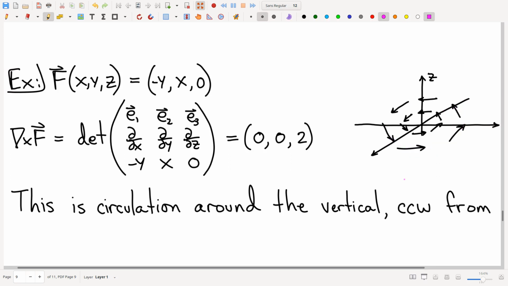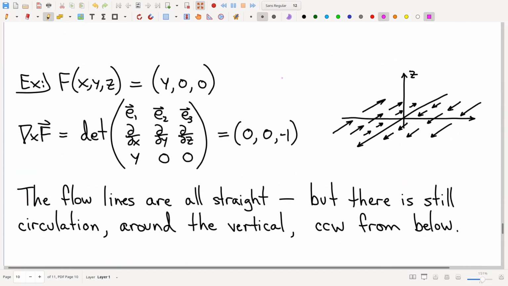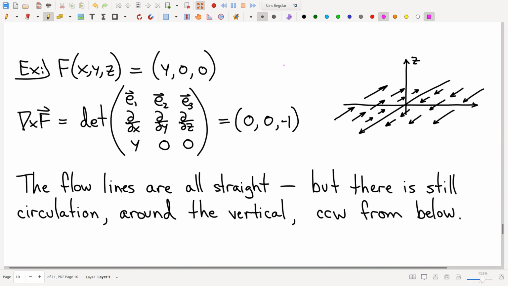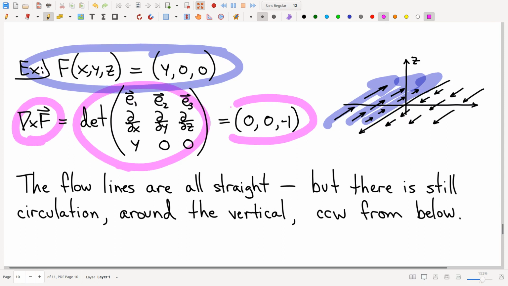So what I want to clarify this by is this next example. Let's look at this vector field here. And again, make sure you can produce these pictures. We get a flow line that looks like that, and another one like that, another one like that. Again, we're seeing all straight lines with the flow lines. And yet, if you compute the curl, per the usual formula, you don't get 0.